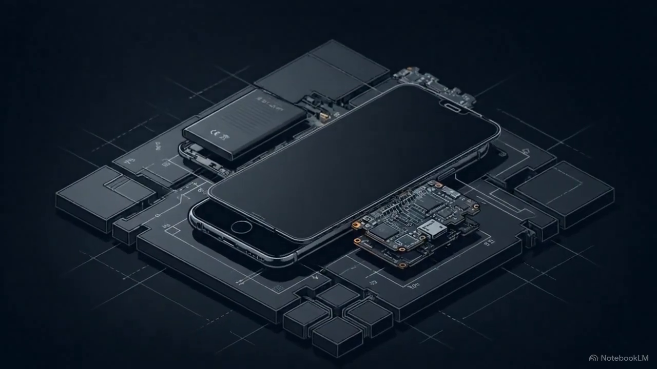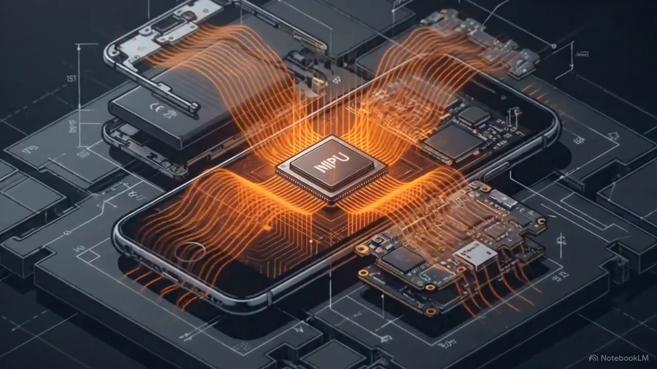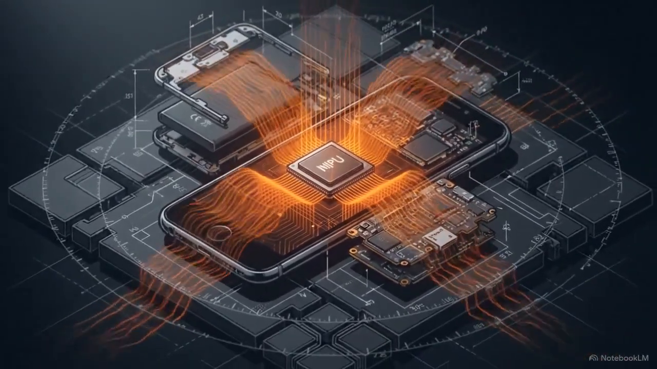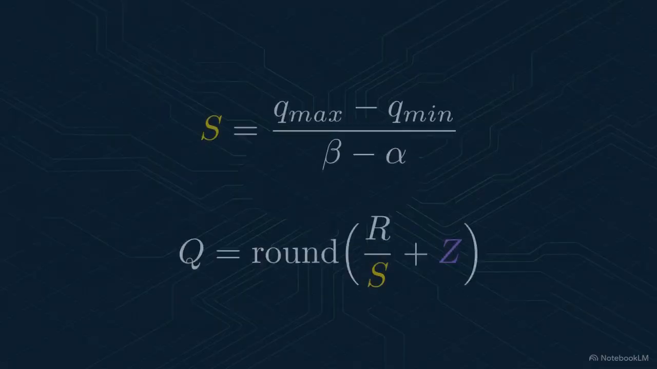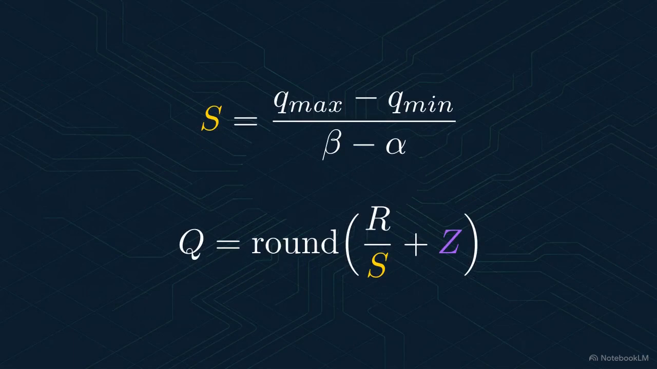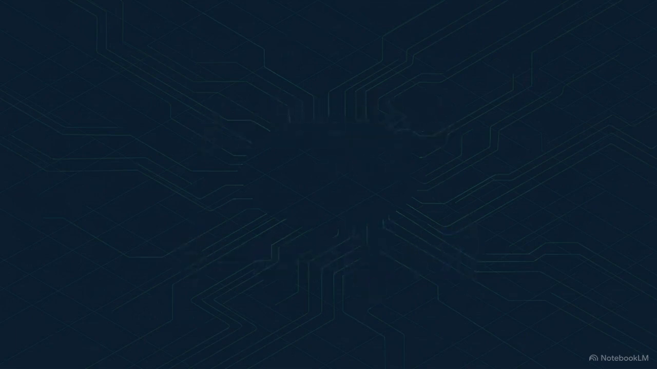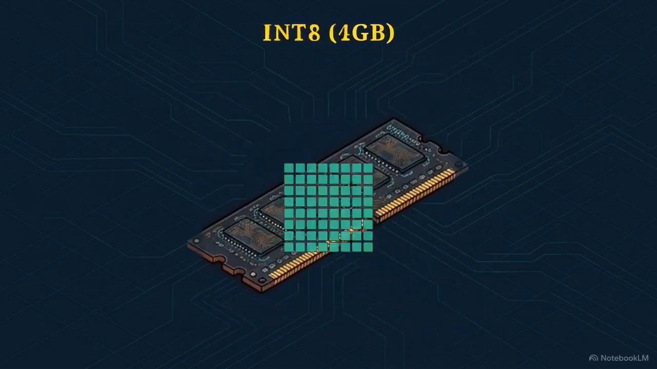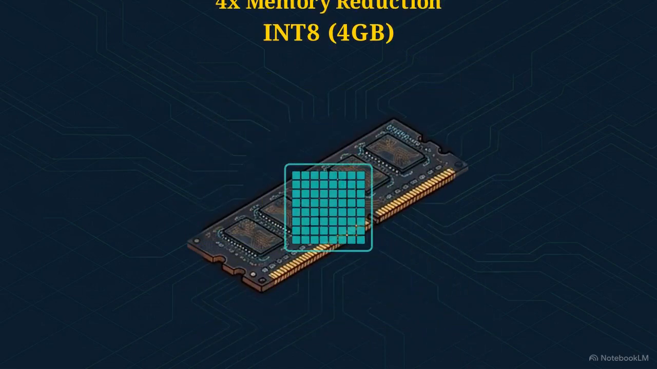Executing continuous floating-point math on mobile chips demands high power and incurs massive memory bandwidth penalties, draining device batteries rapidly. This formula maps continuous real numbers to discrete integers. The yellow scale factor and purple 0 point adjust these values. By dividing parameters through the scale factor, it compresses the matrix's physical memory footprint by a factor of 4, collapsing into a dense 8-bit integer layout.